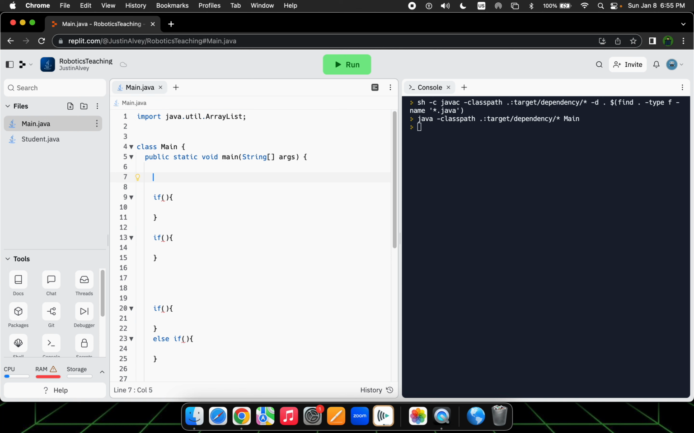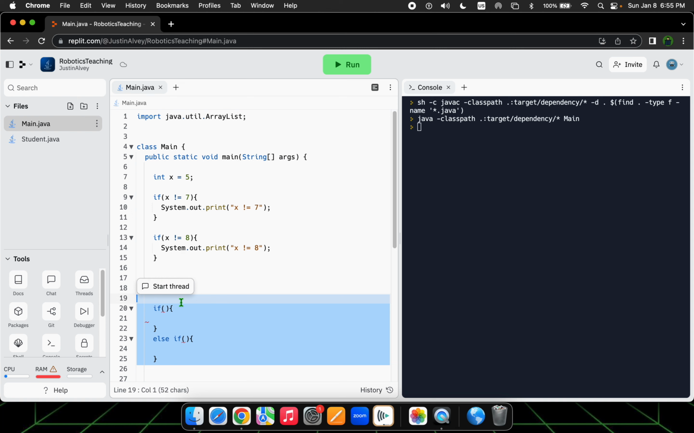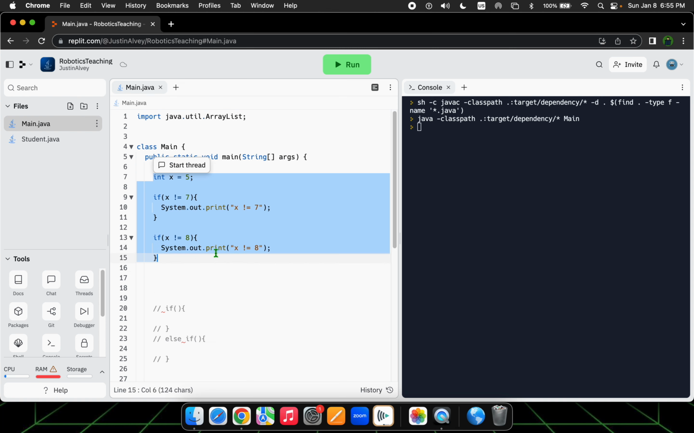So let's say we have int x and x equals 5. We could check if x isn't equal to 7, and then we could check if x isn't equal to 8. Obviously, 5 is not 7, and 5 is not 8, so both of these would print. So let's say System.out.println x is not 7. And for this one, let's print x is not 8, and both of these would print.